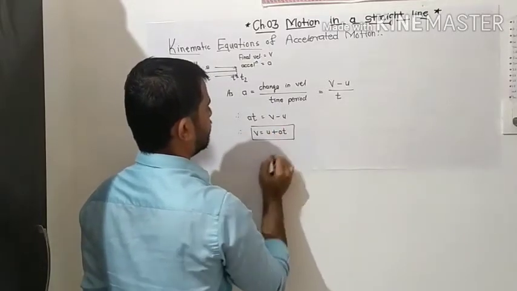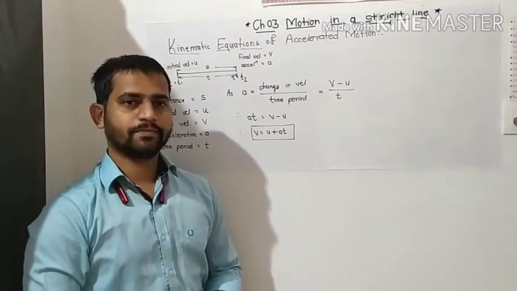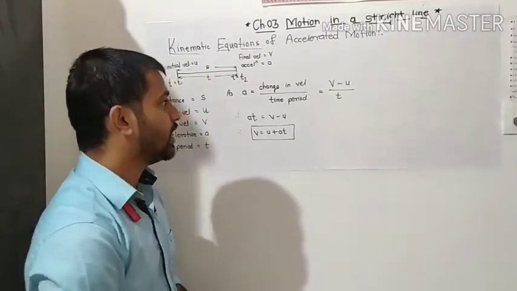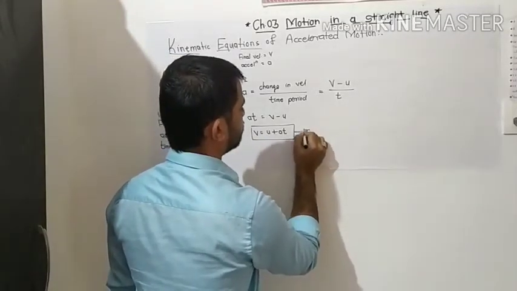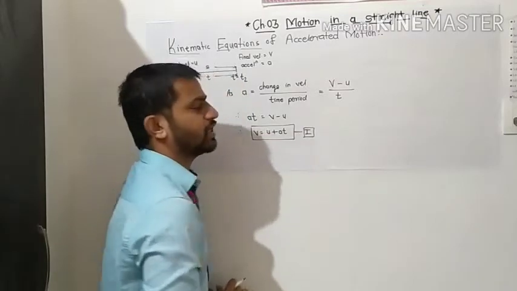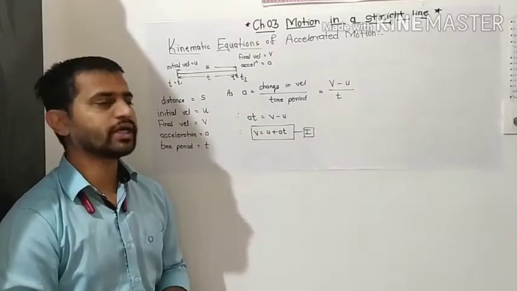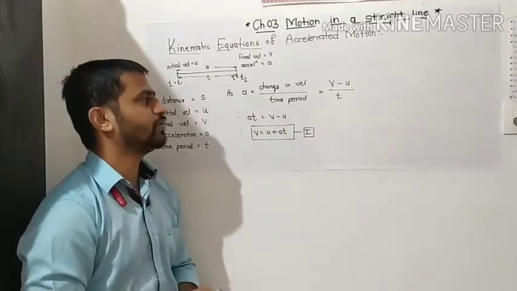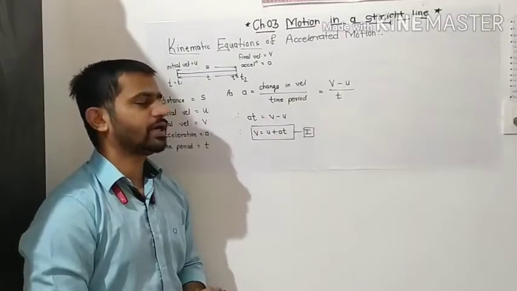Okay, v is equal to u plus a into t. This is the first kinematic equation of the accelerated motion. We just have to take into consideration the change in velocity upon the time period, so that it will be v minus u upon the time period t.